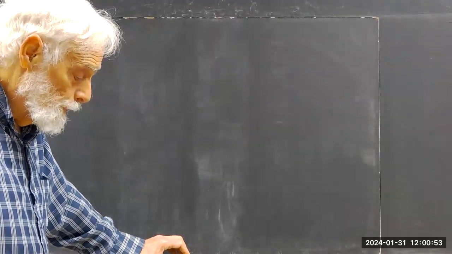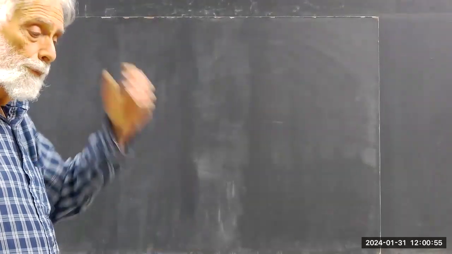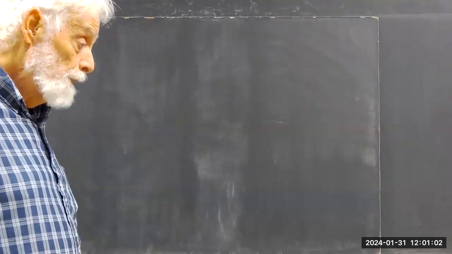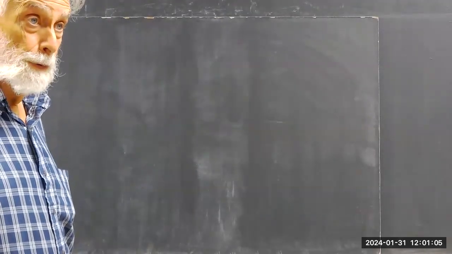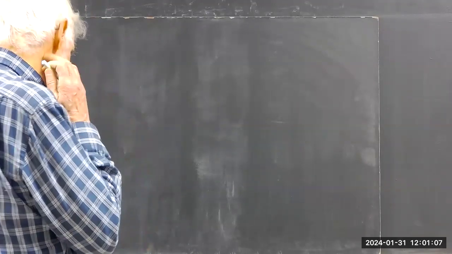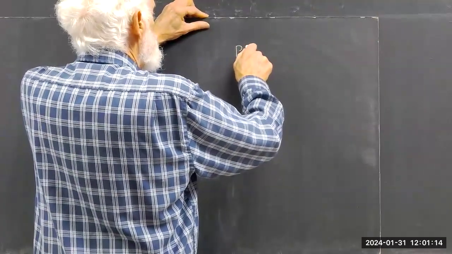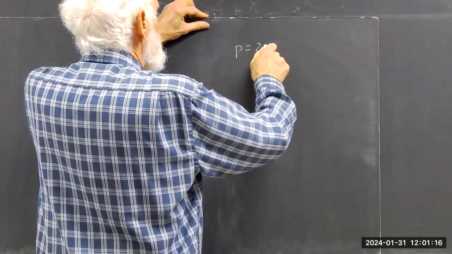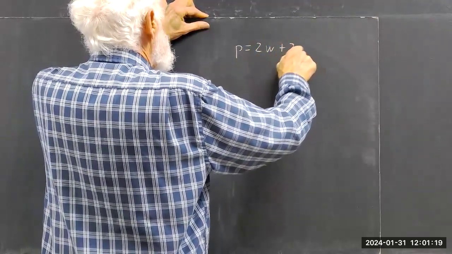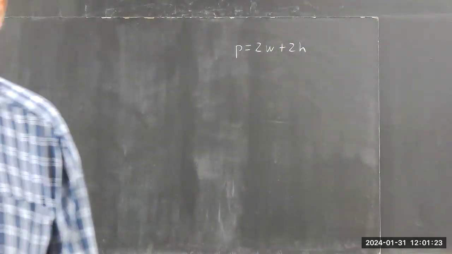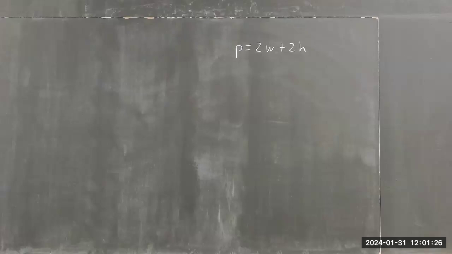But I want to continue talking about equations. Not all equations have numbers in them. Some of them have symbols. So let's take an equation like A equals 2W plus 2H. It's a formula for something that you really shouldn't need a formula for.